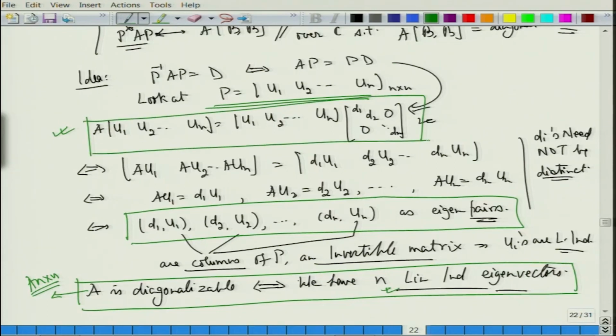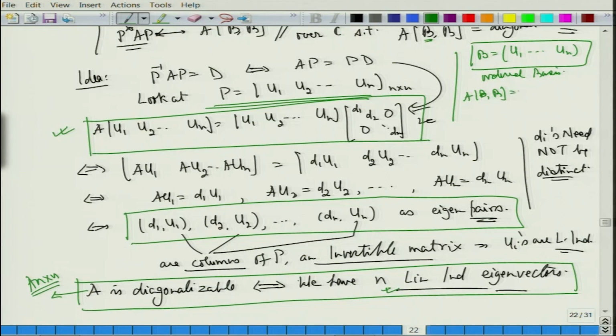Or if I want to write in terms of our basis idea, I can take my B to be u1 to un itself. So I take my ordered basis as this. When I want to compute A of BB, I am supposed to look at A of u1 till A of un and then evaluate each of them with respect to B. This is what I am supposed to do. So I am supposed to look at this itself, fine.